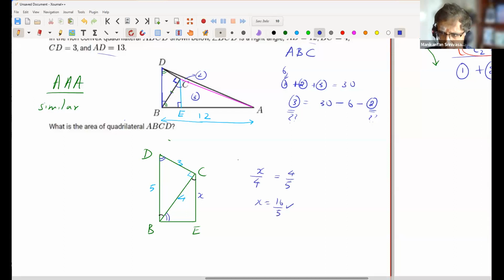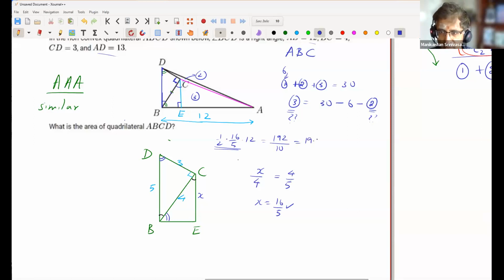Let me just complete this question. Therefore you can find the area as half into 16 by 5 into 12, which is 192. I'm not cancelling the 16 and the 2 because I have a 10 in the denominator. I should not lose such opportunities. Whenever a 10 is there in the denominator, don't look for cancellations. 19.2. Okay. Does it make sense, guys?